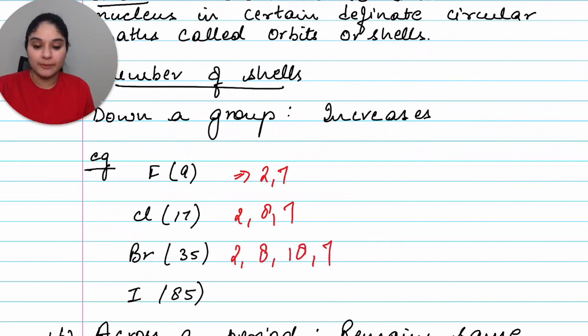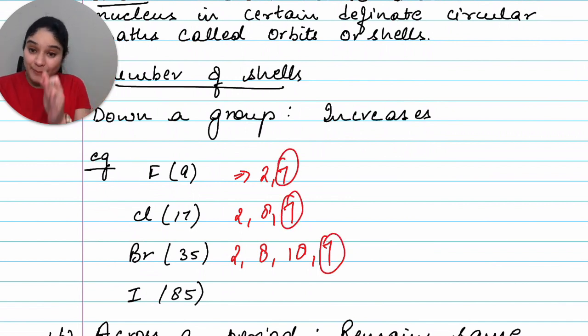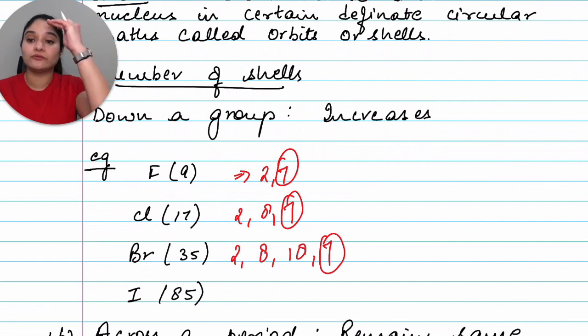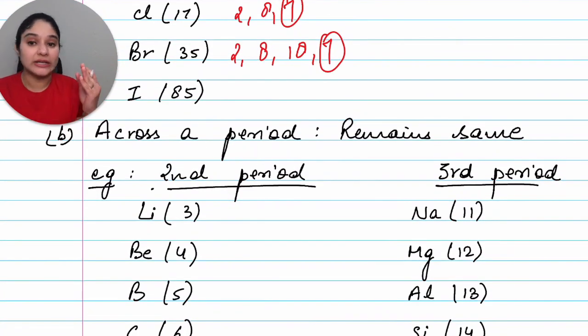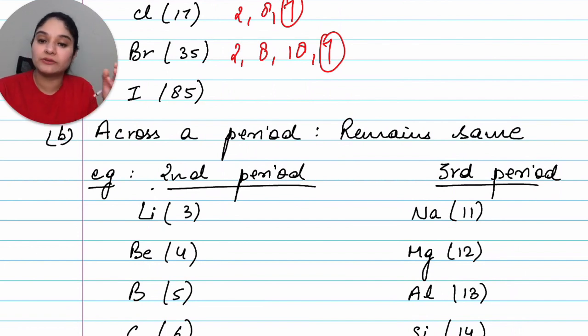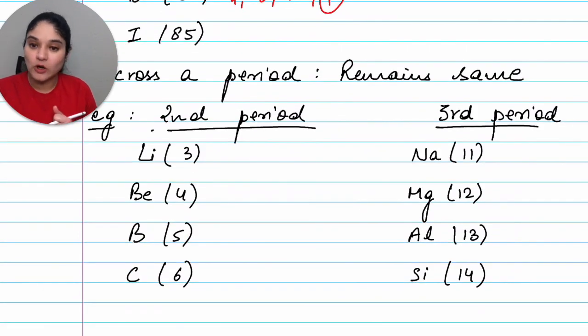So what is happening? Your number of electrons in the outermost shell will stay the same, but your number of shells would increase. Okay, so this happens when we are coming down a group. When we are going across a period, the number of shells remain the same. That I already taught you, because the number of shells will be able to tell you what is the period number for that. For example, we talk about lithium.